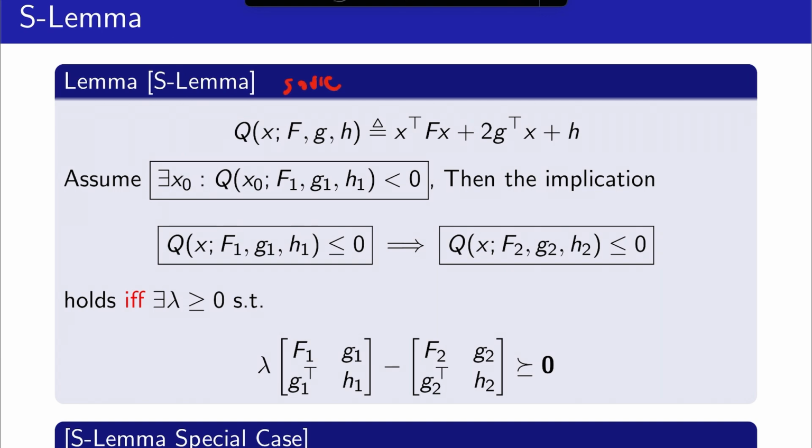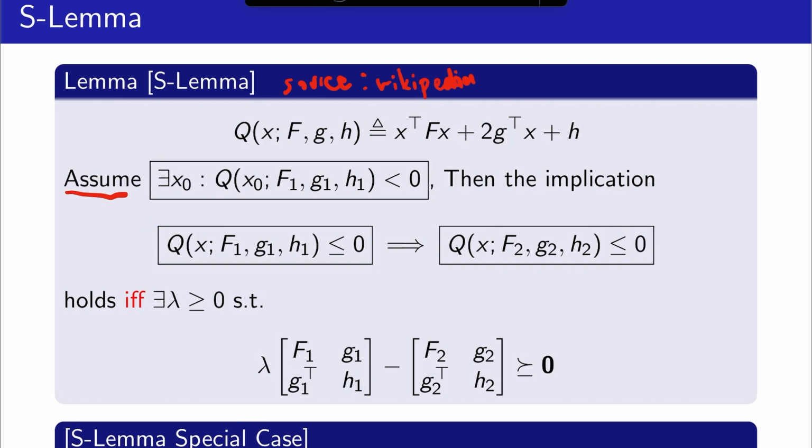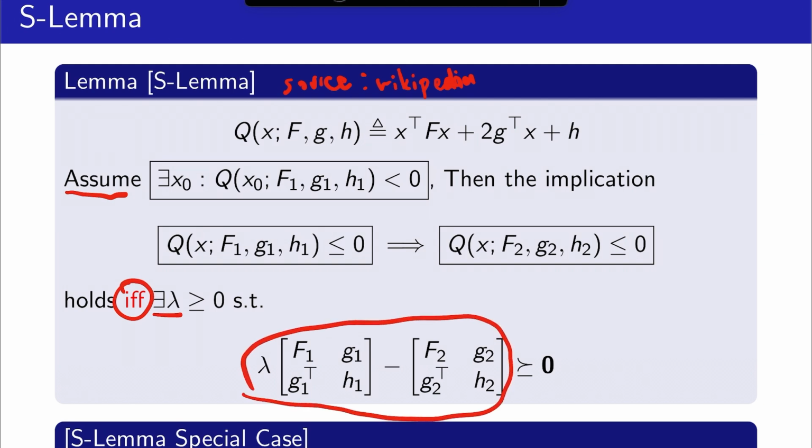Okay, let me actually write the source: WikiLeaks. No, Wikipedia. I cannot spell Wikipedia anyway. So, all right, assume basically a non-empty interior assumption, and then the implication, that is the implication that we're talking about, holds if and only if there exists a non-negative lambda such that this expression is positive semi-definite.